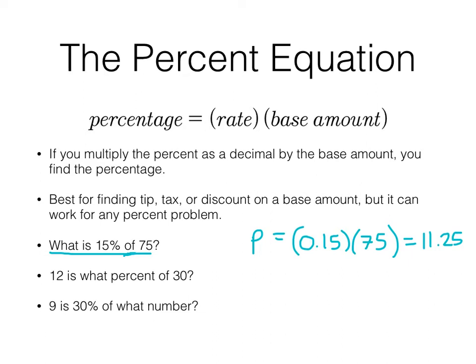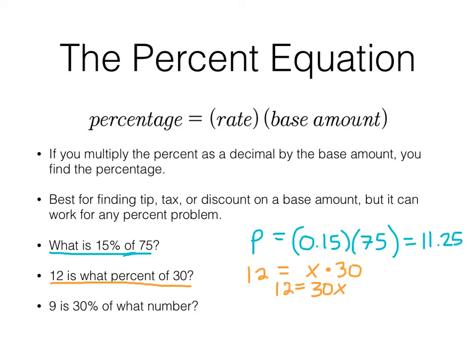Next question, 12 is what percent of 30? Well, the 12 would be the percentage because 12 is. We won't know the percent. So we could put an X there, or we can put an R there. If you notice, I used P over here for percentage. It really doesn't matter what variable you use. And then our base amount is that number 30. Now this is X times 30. That's the same thing as saying 30X.